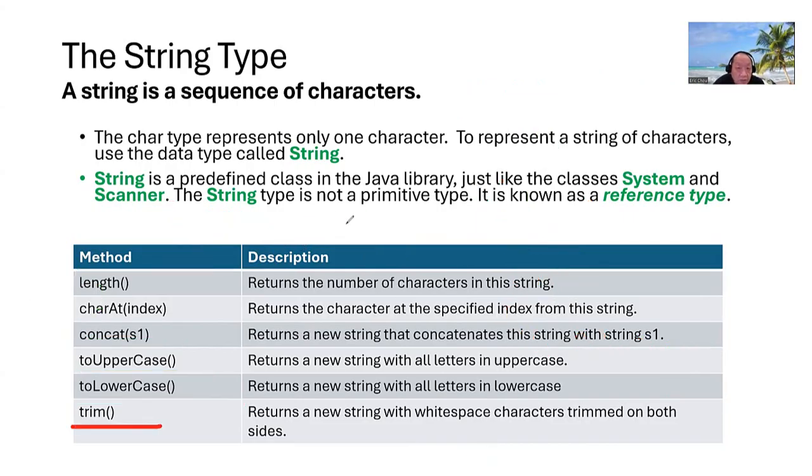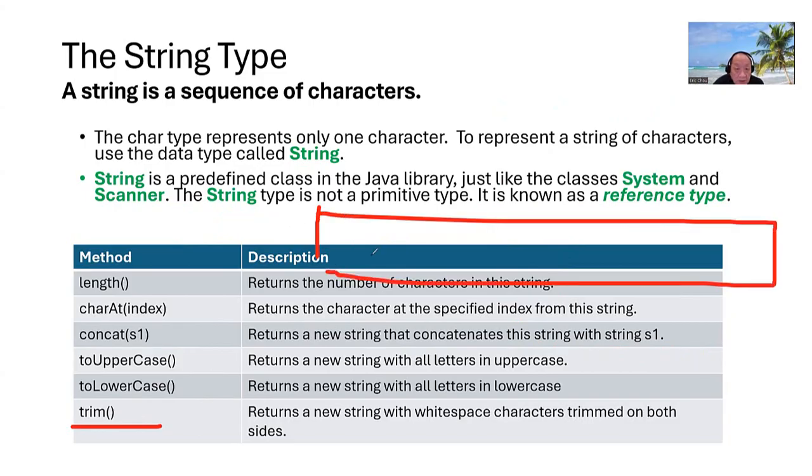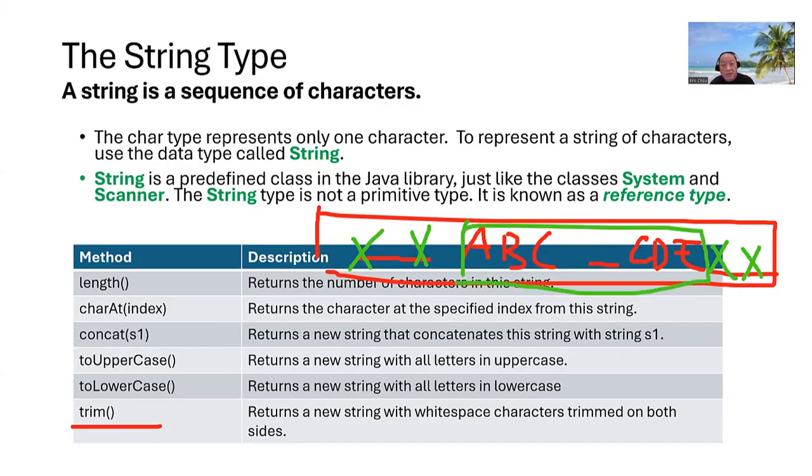Trim is for when you have a few letters with spaces, like space, A, B, C, space, C, D, E, space. The trim function will trim out the leading and trailing spaces. You will just keep this portion, but the space inside between the two blocks will be kept. Any questions so far? No?